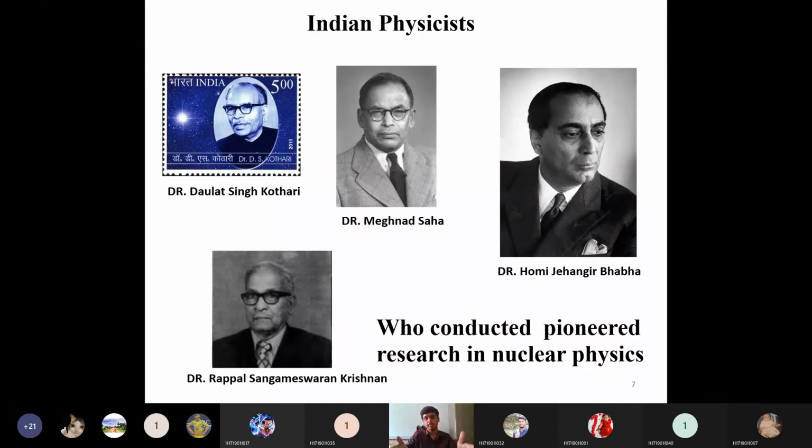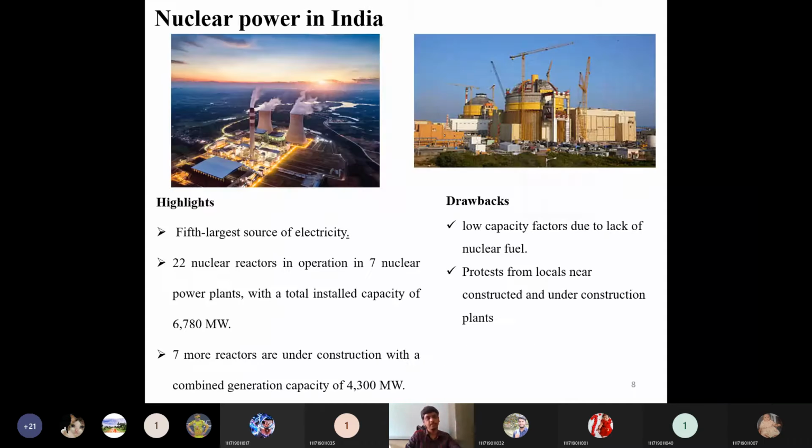We should be proud of them, who are the proud doctorates, who have conducted the first research in India regarding nuclear physics. So all these persons are very eminent persons. You should remember always whenever we are learning.